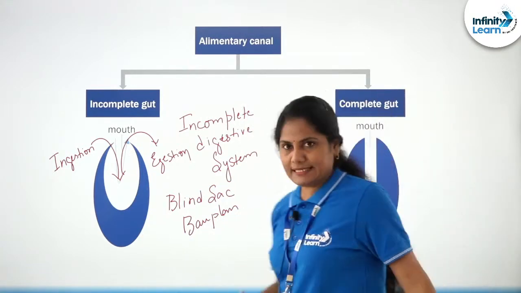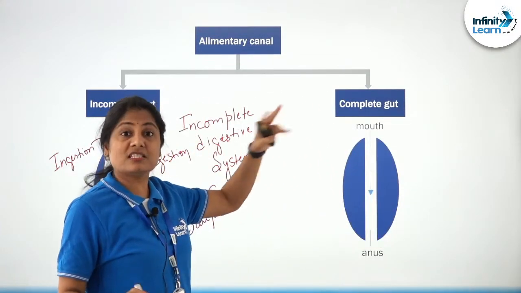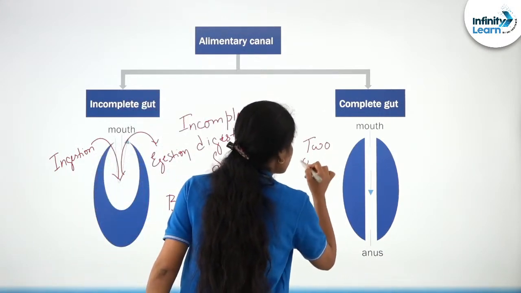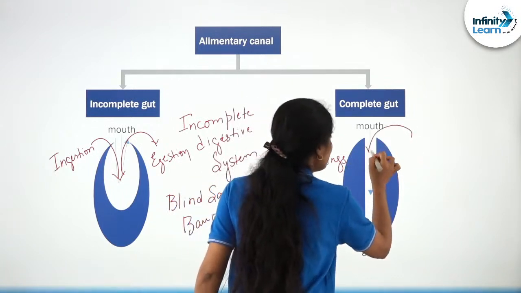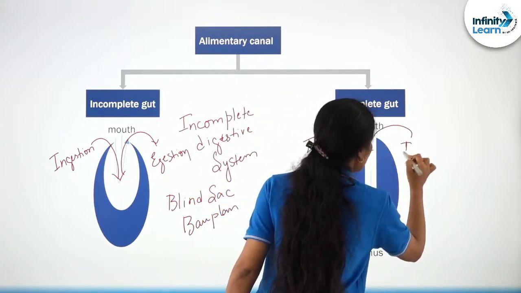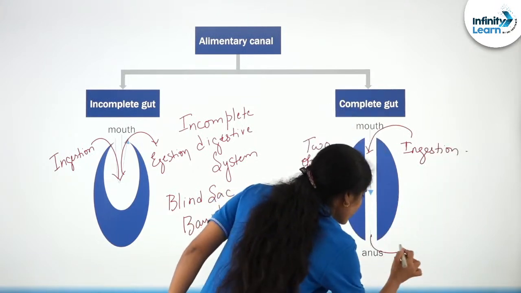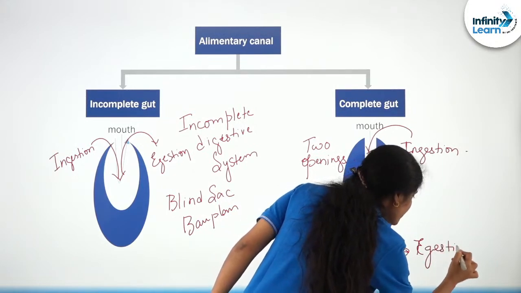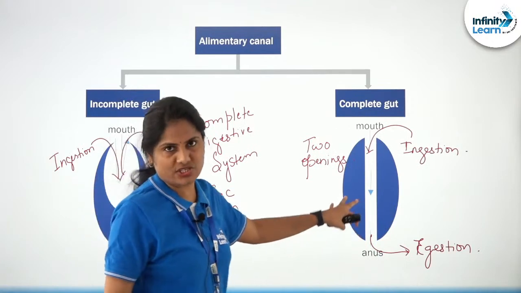So, complete gut. So, what are we talking about? Complete gut, as I told, there are two openings. When there are two openings, what's happening? The food is being taken through the mouth. This is how ingestion is happening. And what about the other opening? It's helping with the ejection, right? So it is a complete digestive system.